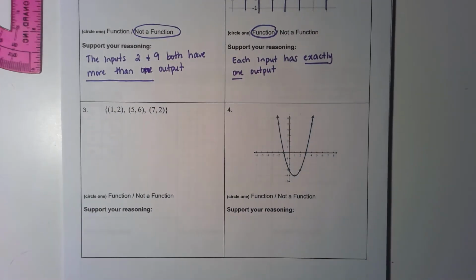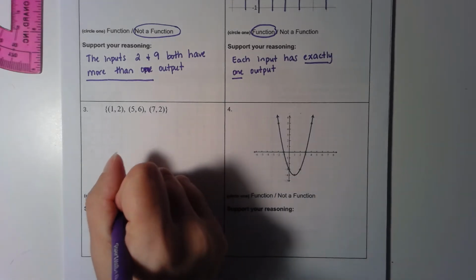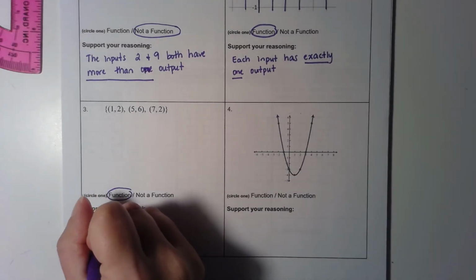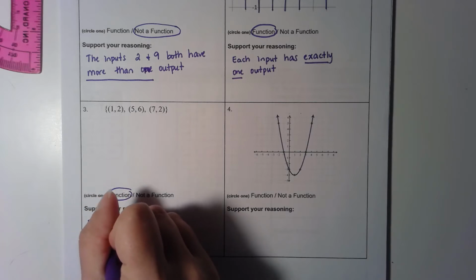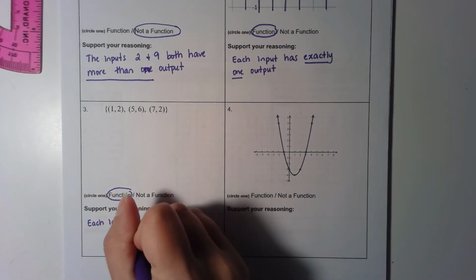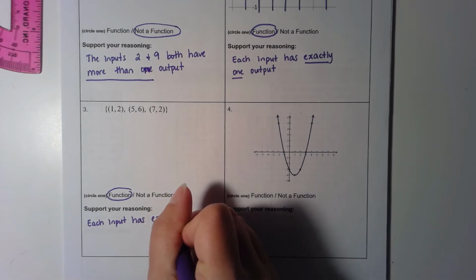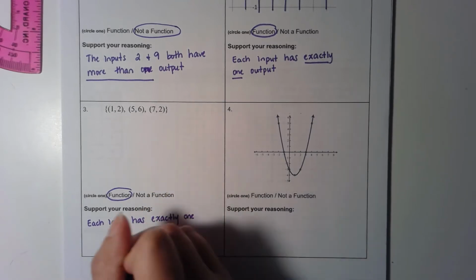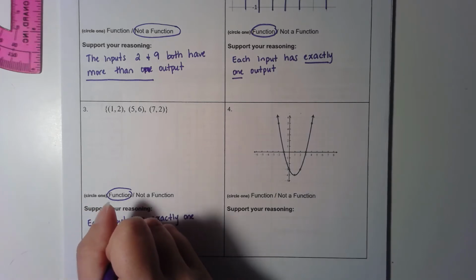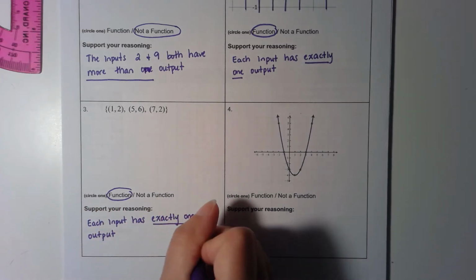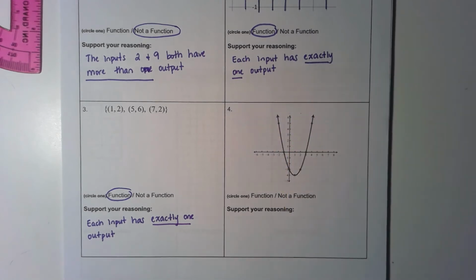For problem number 3, 1 is going to 2's party, 5 is going to 6's party, 7 is going to 2's party. So everybody's only going to 1 party. That means that we have a function, and we would say because each input has exactly 1 output. You'll notice it's the exact same reason I wrote here. So when you have a function, the reason is always going to be because each input has exactly 1 output.